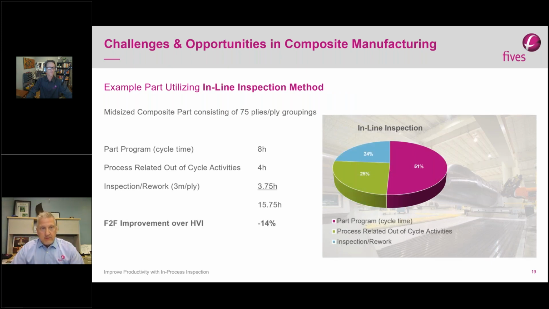The same part, but using inline inspection. And really the big change, the only change, is the inspection rework goes from 5 minutes to 3 minutes. The HVI, or the inline inspection, or the ILI, is a huge step forward. As you can see, it's a 14% decrease in inspection time, because you've really eliminated that human piece of inspecting, but you haven't fixed the rework portion.